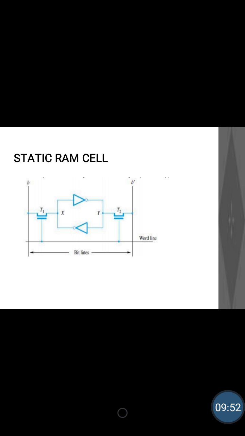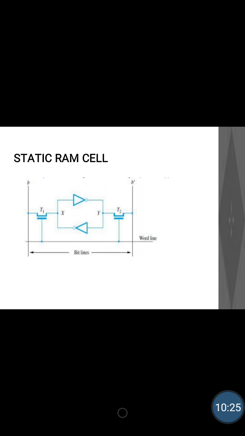What happens in read operation? The selected content of the cell is transferred to the bus, that is why the content of x is moved to b and y is moved to b bar, isn't it? Word line becomes active. Upon activating the word line, the two transistors close the switch, that is why the content of x is moved to b and the complement of it will be moved to b bar. If x is 0, b will be 0; if x is 1, b will be 1 and the opposite will be present in b bar. So, this is how read operation takes place.